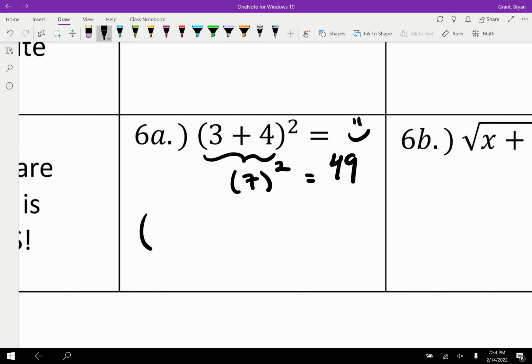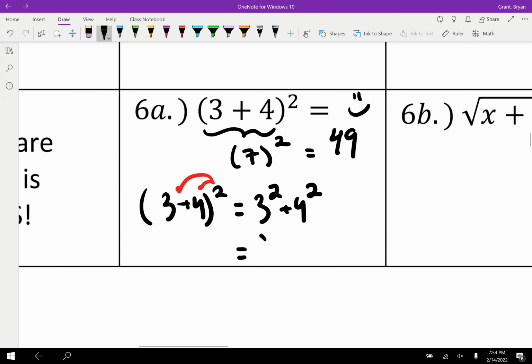But let's say you did this the incorrect way, and you did 3 plus 4 squared. And you said, whoa, I love distributive property. I'm going to use it every time. It'll get me the right answer. So you distribute that square. Well, it would become 3 squared plus 4 squared. And work with me here. 3 squared is 9. 4 squared is 16. And what is 9 plus 16? Oh, well, that's 25. Does that match the answer we got originally?